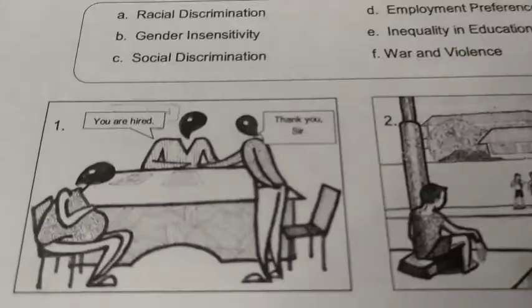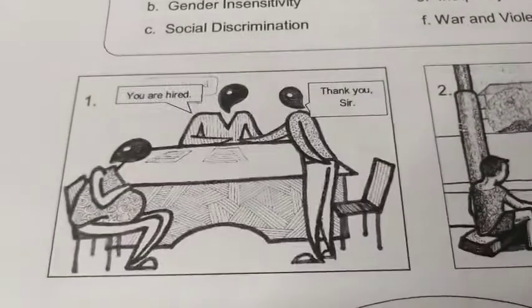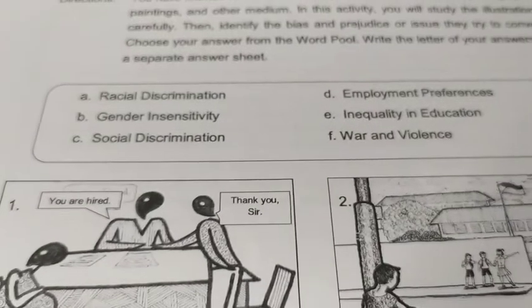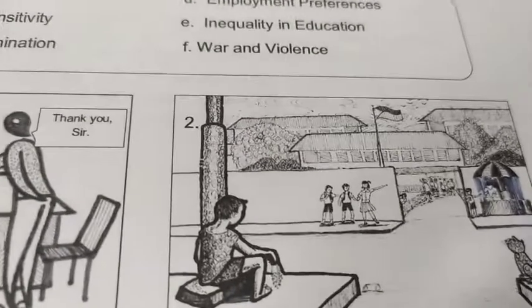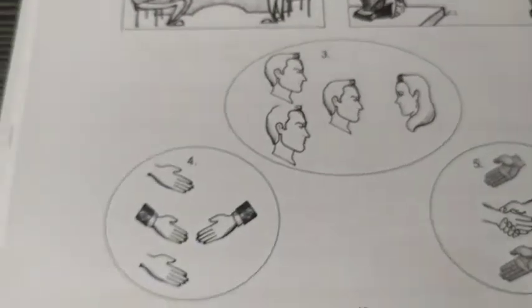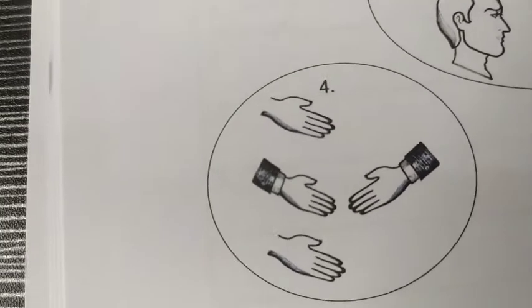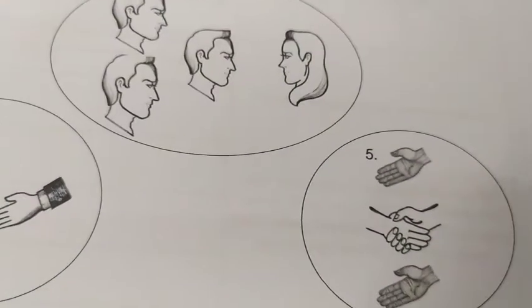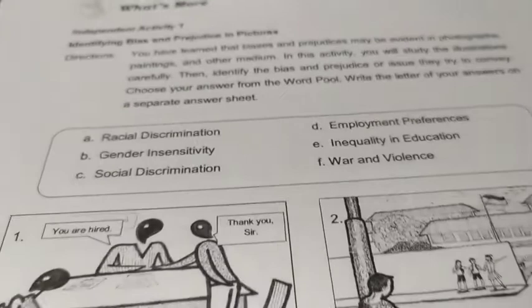So you will observe it properly. We can also use the context clues, like "you are hired." Where do we use that among these choices? We can see the buildings, what kind of buildings, how many boys, how many girls. Then like this one, what is the difference? Also this one. So you can also identify the words here. So that's all for activity number 1.